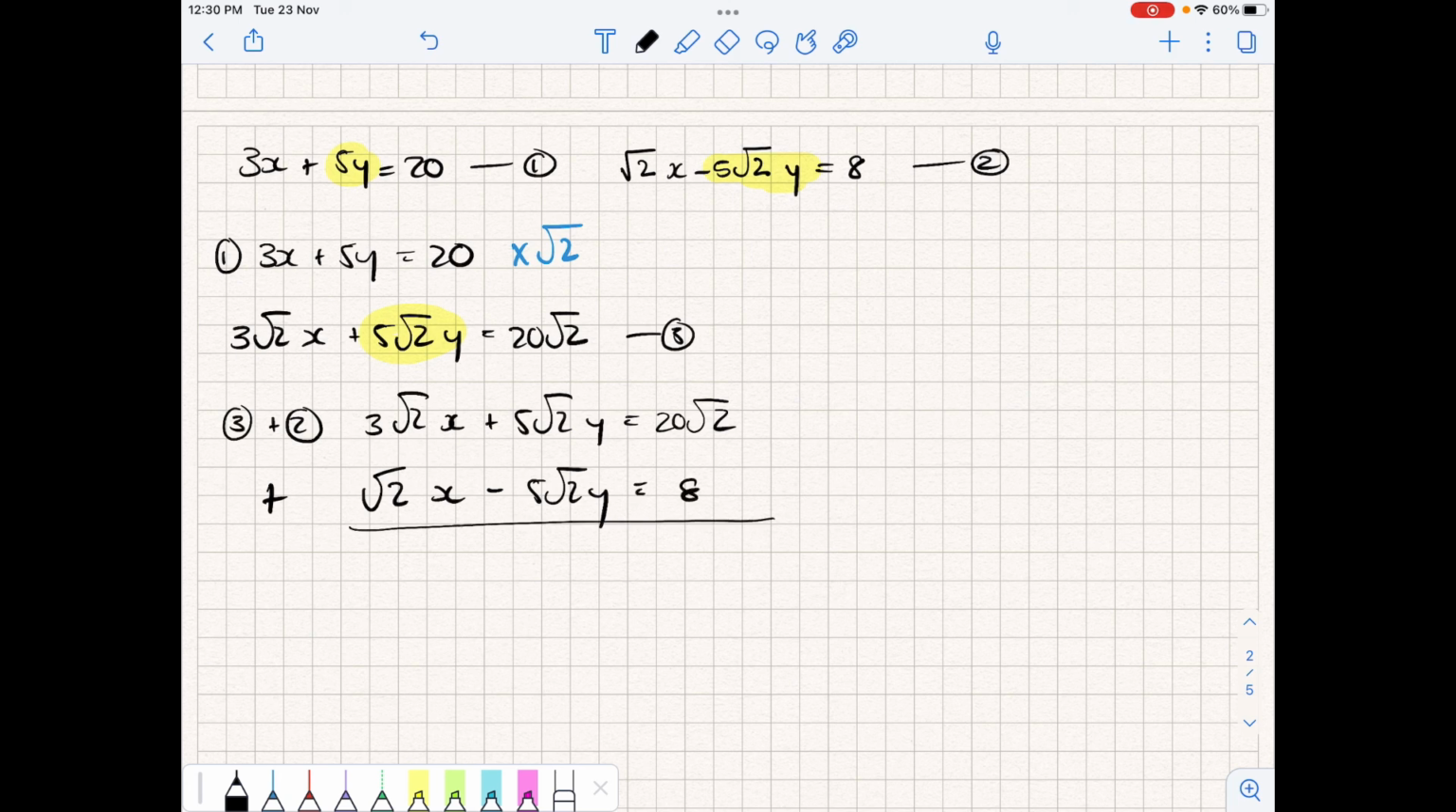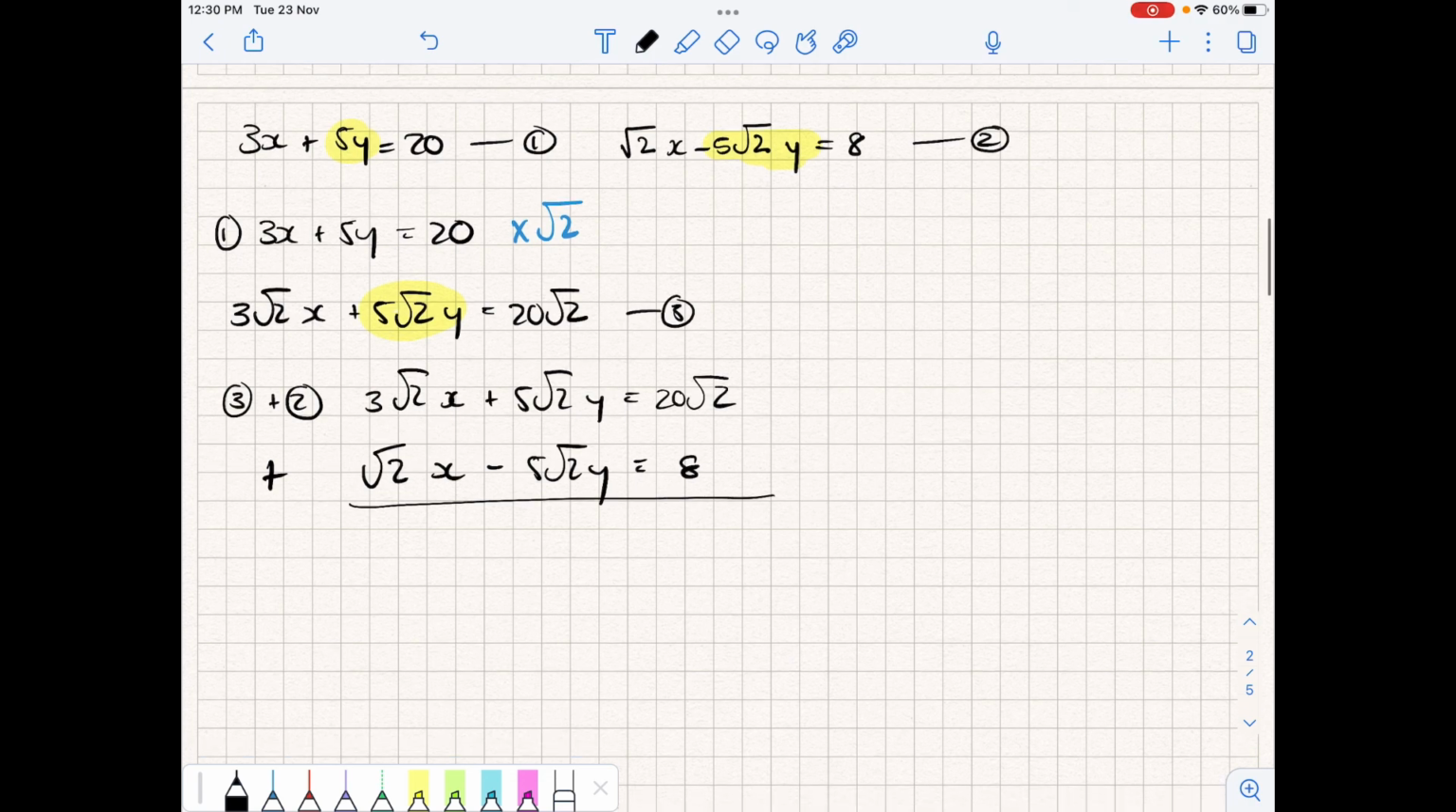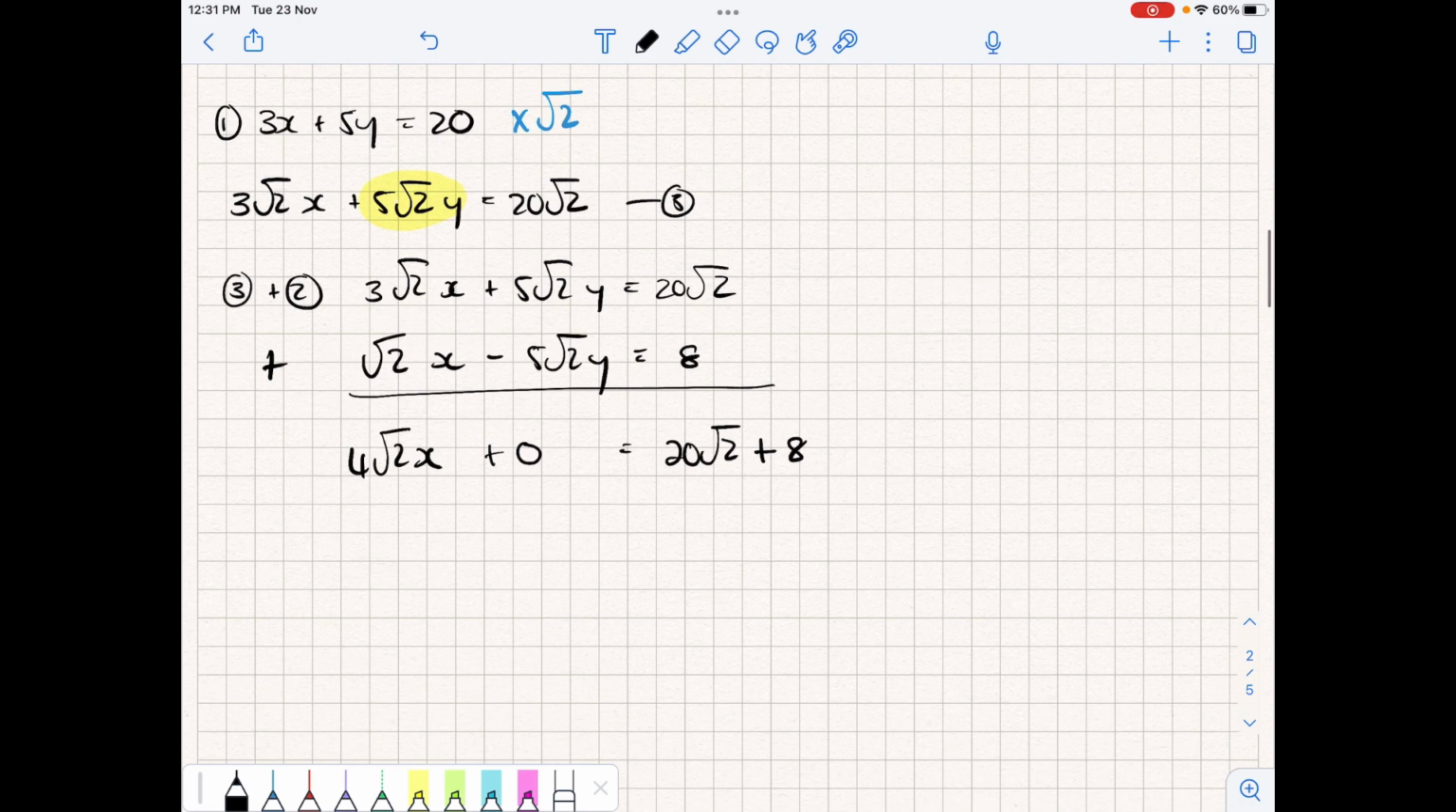So just like we learned long addition, we can add the terms vertically. So we'll get 3 square root 2x plus square root 2x. That's going to give us 4 square root 2x. 5 take away 5 is going to give us nothing. And at the bottom here, we can't add these two together, so we'll just be left with 20 square root 2 plus 8.